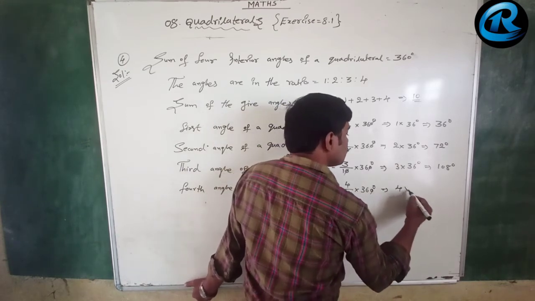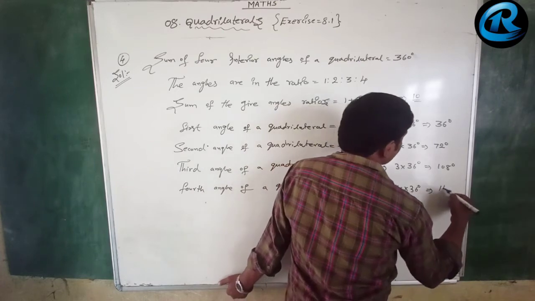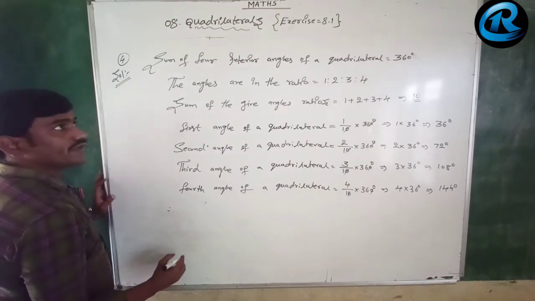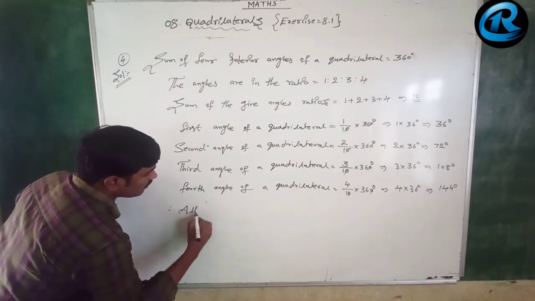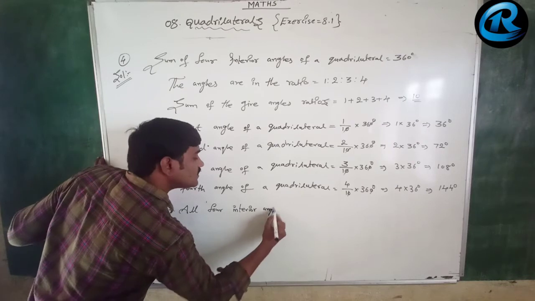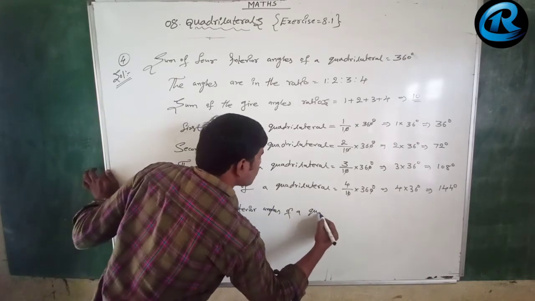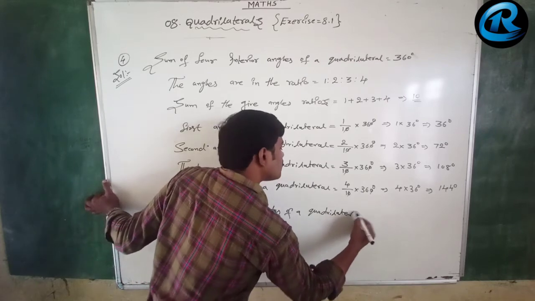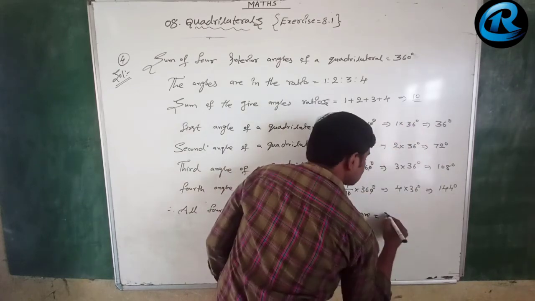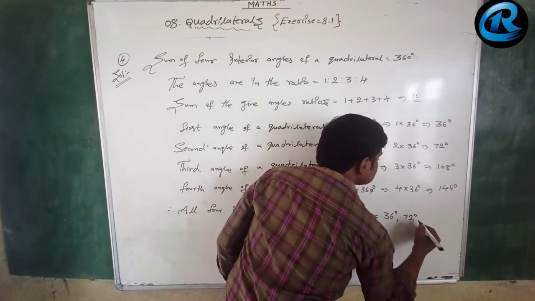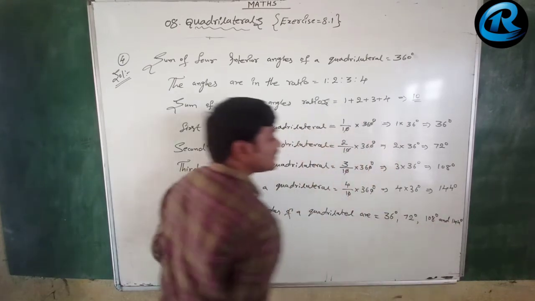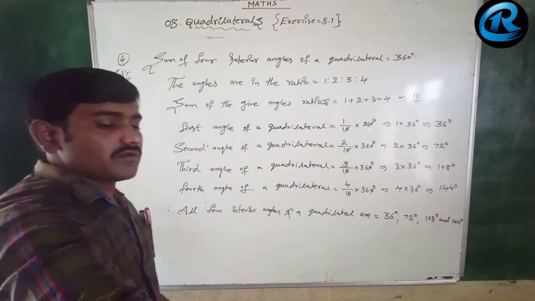When you cancel 0 and 0, 4 into 36 degrees we get 144 degrees. Therefore, all 4 interior angles of a quadrilateral are 36 degrees, 72 degrees, 108 degrees and 144 degrees. Finished. Very simple, no? So these kinds of problems you have to do like this only.